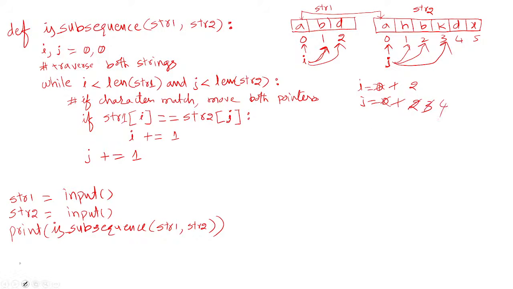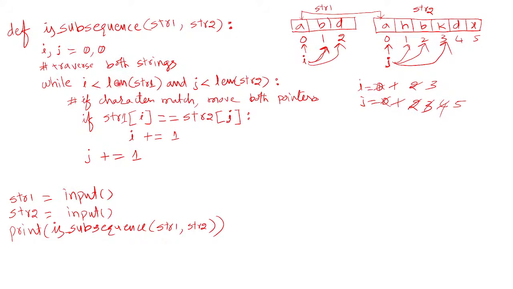Then again it goes up and checks the condition: 2 less than 3, yes, and 4 less than 6, yes. Now it checks string 1 of 2 equal to string 2 of 4. That means d equals d, yes. In such a case the i value will be incremented and the j value will be incremented. So i becomes 3 and j becomes 5 here. Again it goes up to the loop and checks the condition: 3 less than 3, no, the condition becomes false.